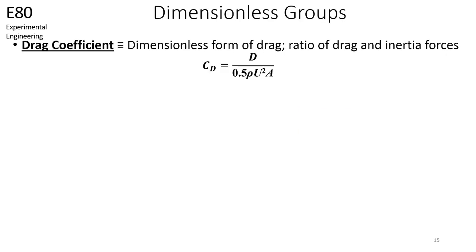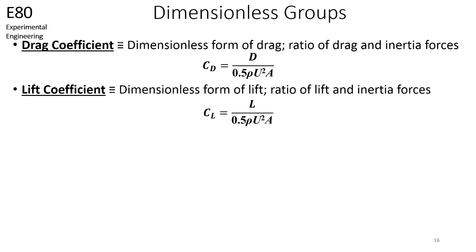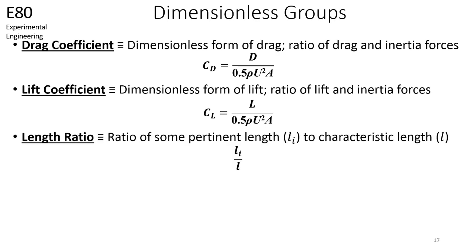Let's take a moment to discuss the dimensionless groups that you have seen thus far. The drag coefficient is a dimensionless form of the drag force. It is a ratio of drag and inertia forces. The lift coefficient is a dimensionless form of the lift force. It is a ratio of lift and inertia forces.